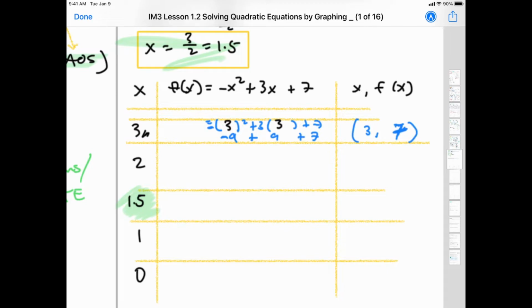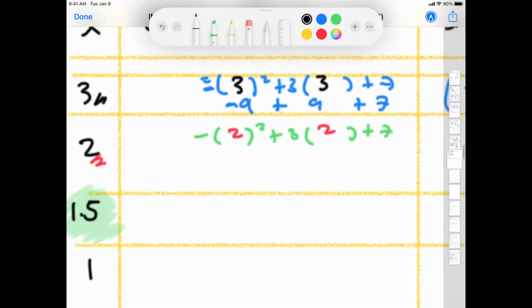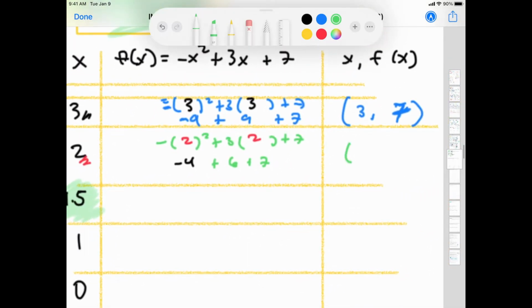So our answer is 3, 7. Okay, let's keep going. Let's do 2. So 2 squared is 4. Opposite of 4 is negative 4. Plus 6 plus 7. So negative 4 plus 6 is 2. 2 plus 7 is 9. So I'm going to get 2, 9.